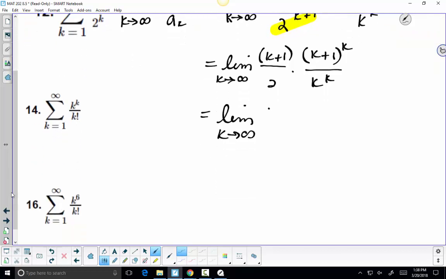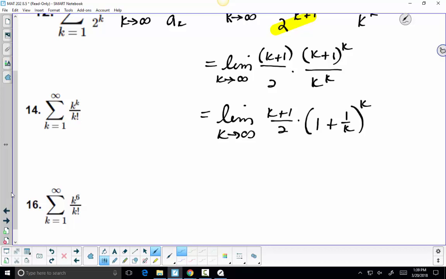We're running out of space already. (k plus 1) over 2. We can rewrite this as (1 plus 1 over k) to the k. How can you write it that way? So if we have (k plus 1) to the k over k to the k, we could write it like that. And then the denominator has just the single k, so that can then be distributed into the numerator, giving us that. That makes sense?